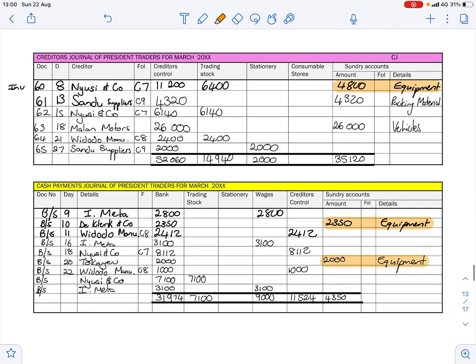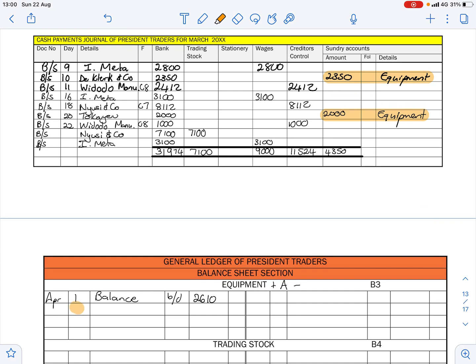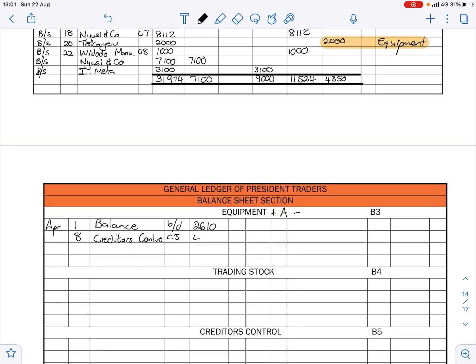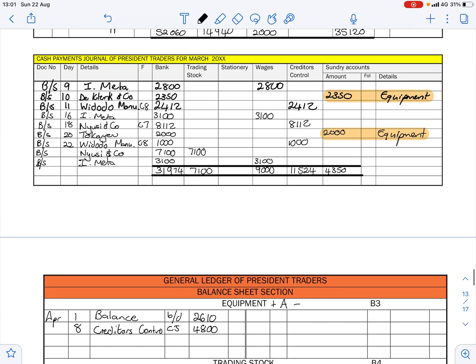Now, this took place on the 8th. On the 8th of the month, from the creditors journal, we use the contra account creditors control as we've purchased this equipment on credit. The value of it was 4,800 Rand, and that is our equipment purchased on credit.